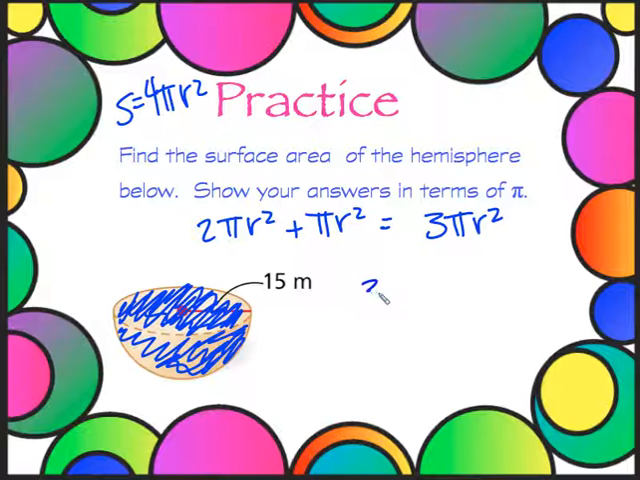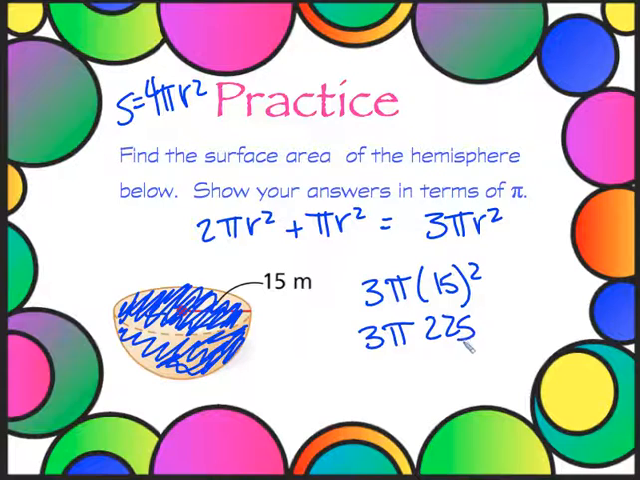So we just do 3 pi 15 squared. 3 pi 225 is 15 squared. And we get 675 pi.